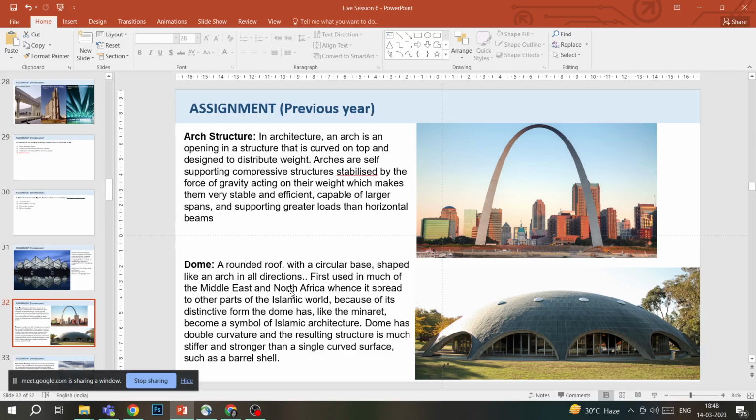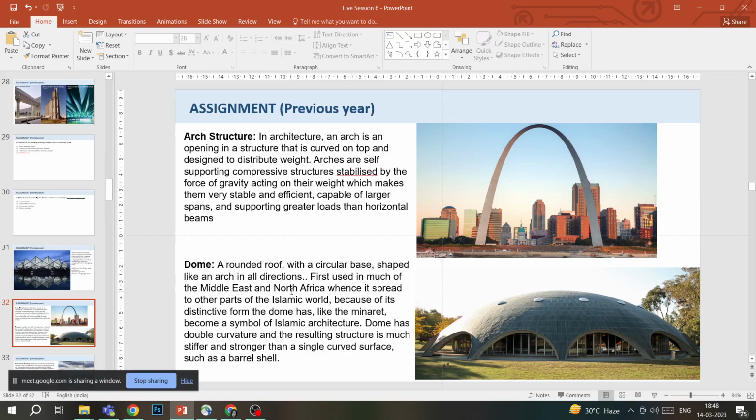Arch structure. In architecture, an arch is an opening in a structure that is curved on top and designed to distribute weight. So the basic characteristic of an arch was that it had a curve on top, and usually arches were designed to just distribute weight. But right now arches are used not just for taking load, they are also used aesthetically or just as a structure. For example, the image that I've added right here, it's just a structure. It has no significance functionally. It's just an arch, it's just a structure.